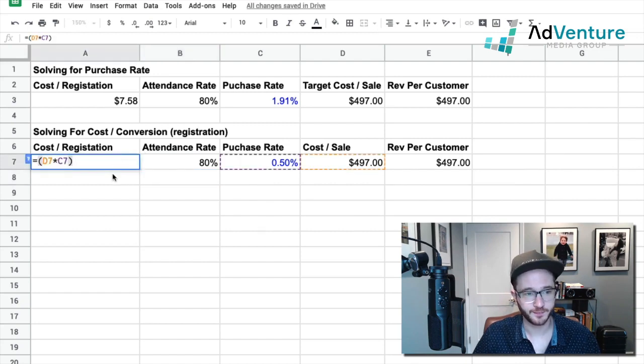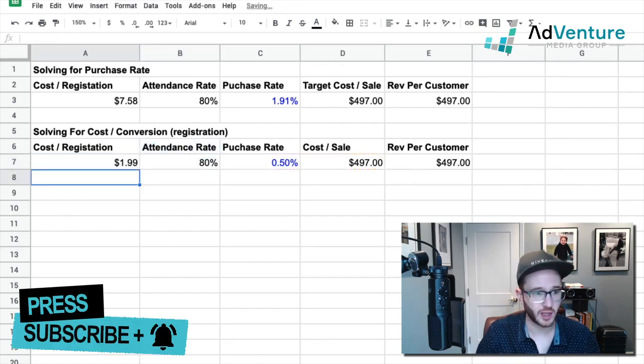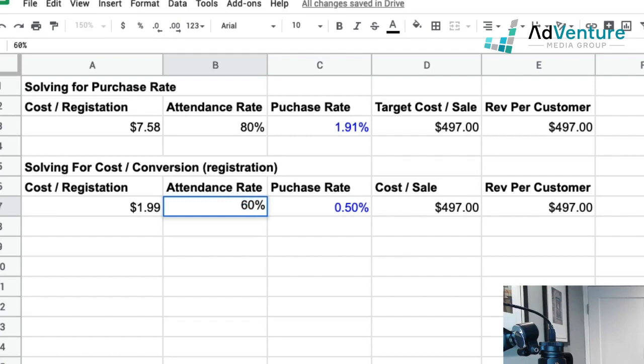It's very simple. We're going to multiply this number by my attendance rate, and my break-even cost per registration goes down to $1.99. If I have a 60% attendance rate, I need a $1.49 cost per registration. If I have a 95% attendance rate, make sure you add the percent, I need a $2.36 cost per registration.